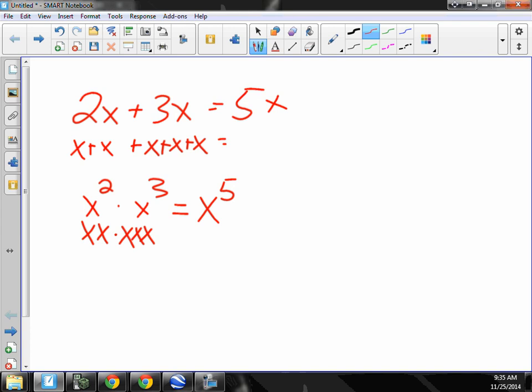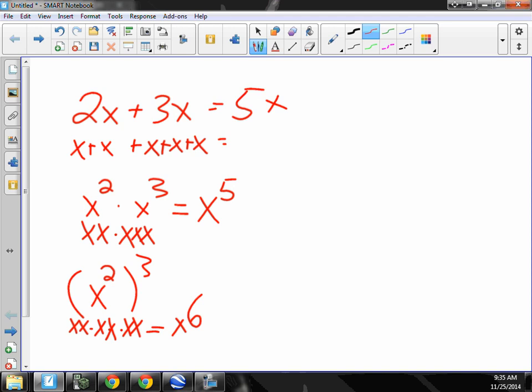Okay? What if I had x squared to the third? So that is 3 versions of x squared. So it's x squared times x squared times x squared for a total of x to the sixth. So we can turn common additions into multiplication. We can turn common multiplications into exponents. And we can actually raise exponents to exponents.